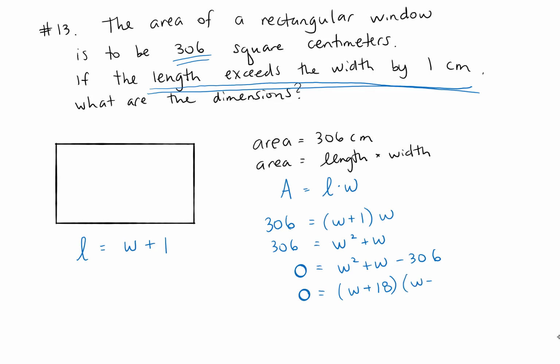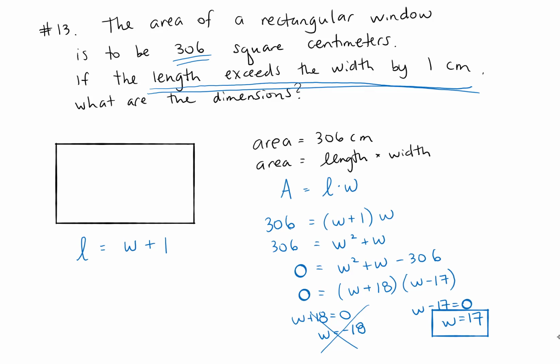And you have to make sure that you get the right values with the positives and negatives so that they add up to positive or plus w, 1w. And so if I take this, I get w plus 18 is equal to 0. W is negative 18. And w minus 17 is equal to 0. So I get w equals 17. Now which one of these could be a valid length? Definitely not the negative one. So I'm only going to keep the positive length.